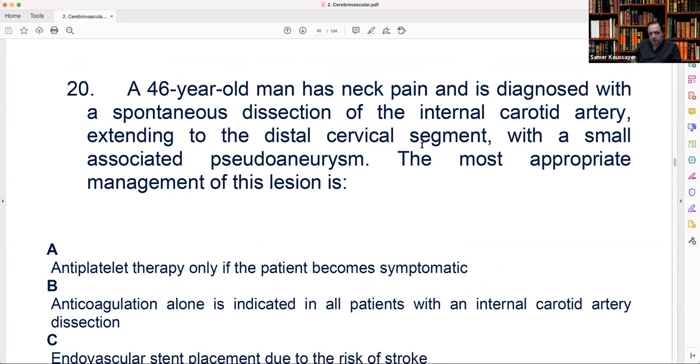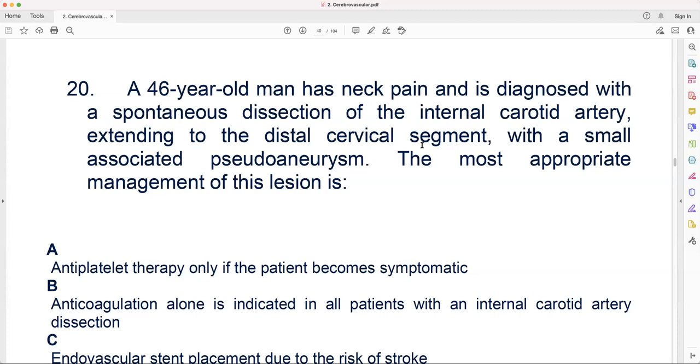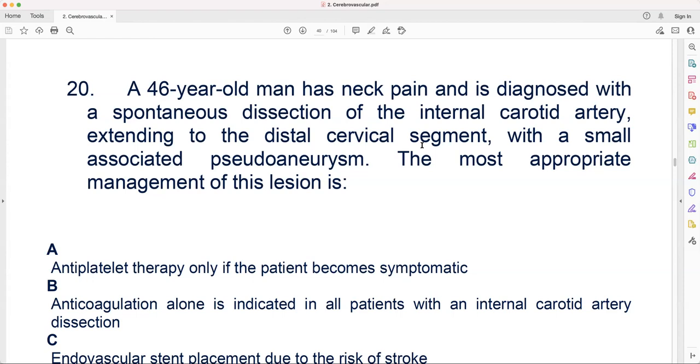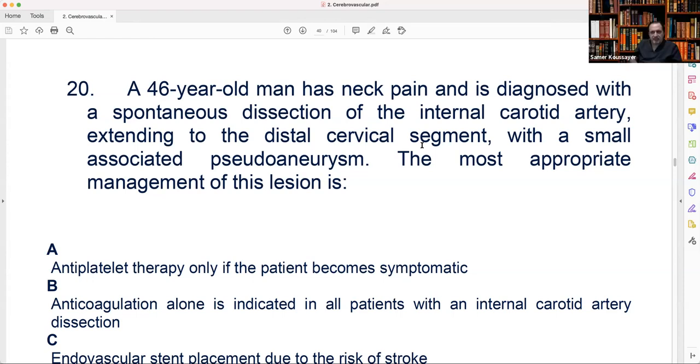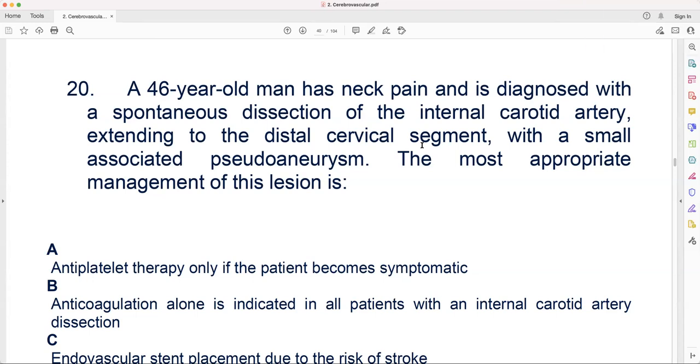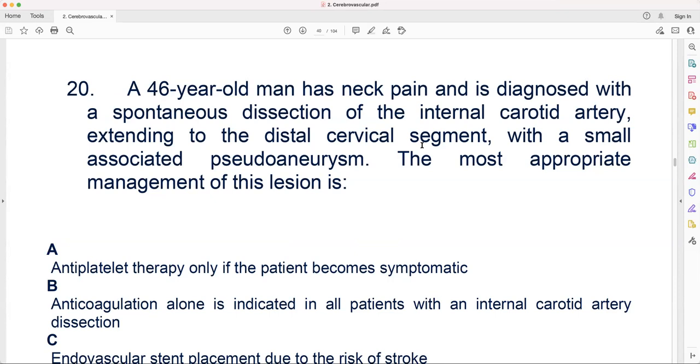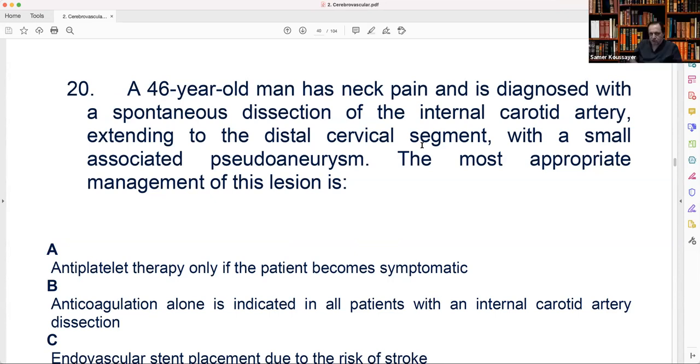Is he asymptomatic? Any symptoms? Neck pain is not a symptom of TIA or anything, right? But he has a dissection and a small pseudoaneurysm. So should we treat it or not? Antiplatelets if symptomatic, stenting. But he's not symptomatic. So medical: antiplatelet. This happened with my patient, and I did the same.